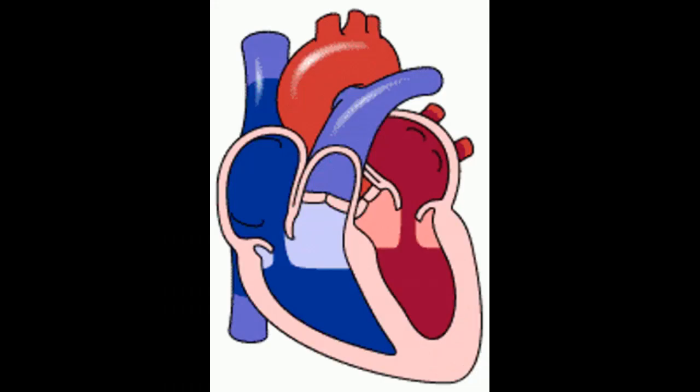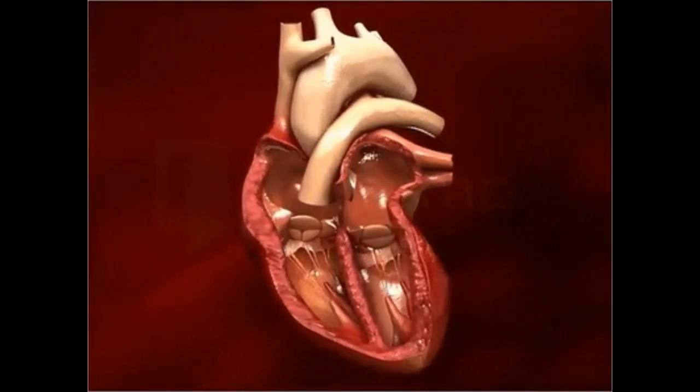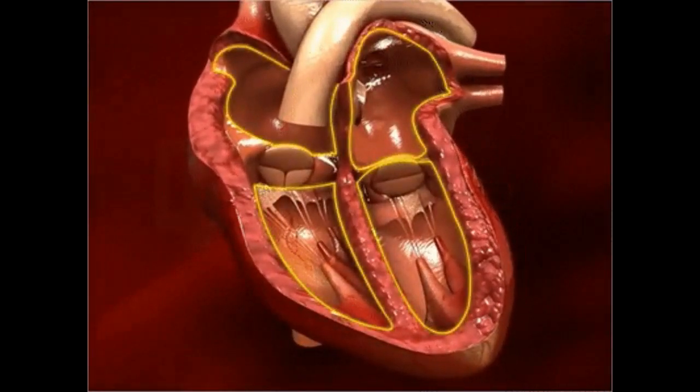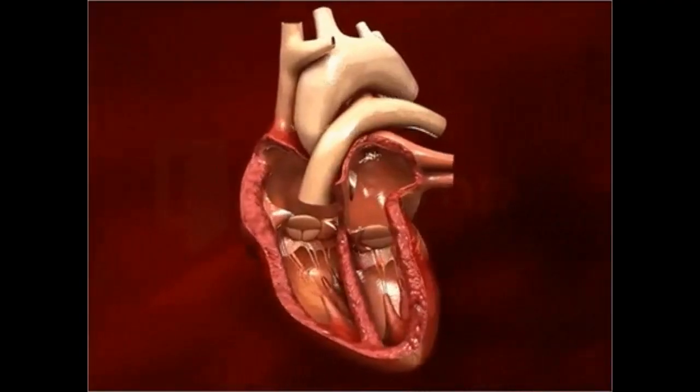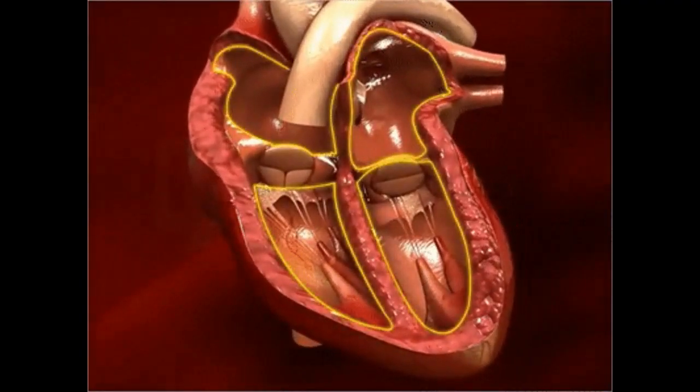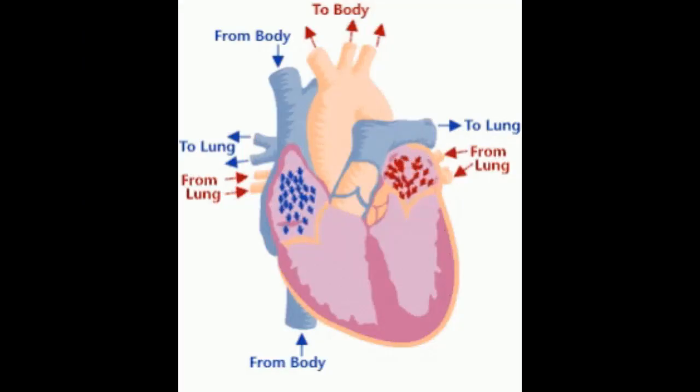Valves prevent backflow of blood and ensure one-way flow through the heart chambers and into arteries. Atrioventricular valves separate atria from ventricles with the help of tricuspid and mitral valves. Semilunar valves control blood flow out of the ventricles into the arteries with the help of pulmonary and aortic valves.